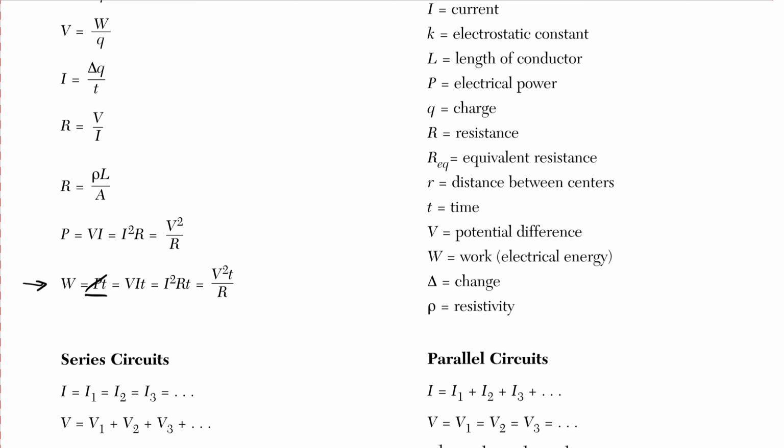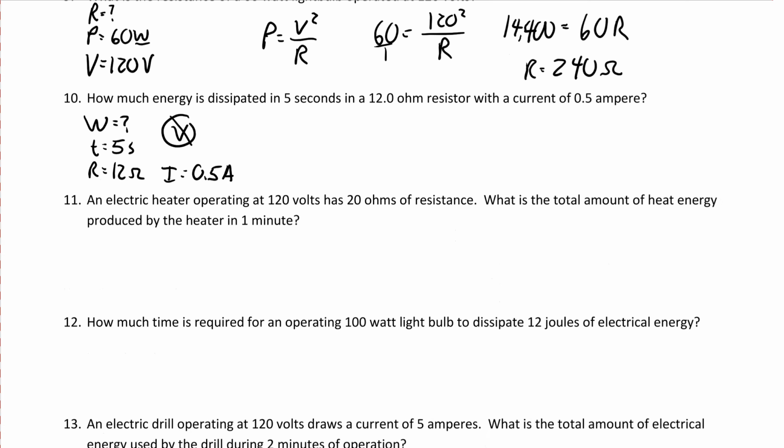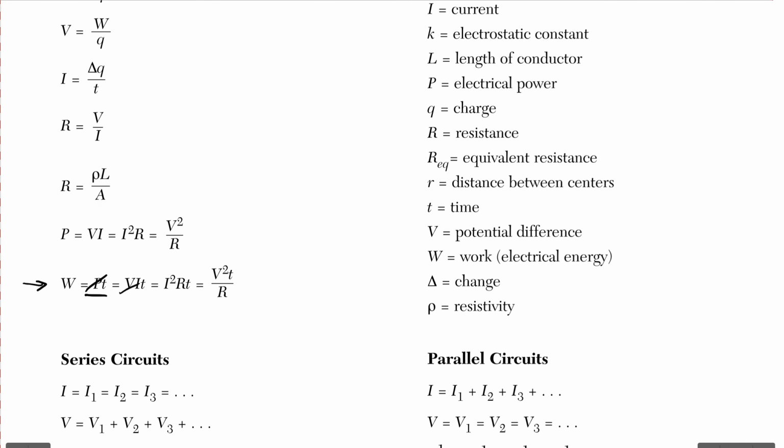This one has voltage in it. Wait, I confused myself. Hold on. Okay, yeah, we don't want voltage. So this one's no good because we don't know the voltage. Maybe this one. Not this one. So actually, this is our only choice that we could use, and it's good because they tell us the current, the resistance, and the time. So we're going to use I squared RT.